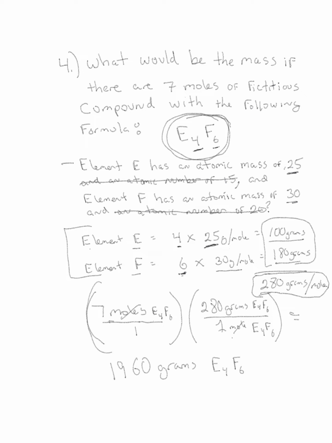So I'm multiplying here, right? This is my moles, times the molar mass, which is 280 grams over 1 mole. My moles are going to cancel out, and I'm going to get 1,960 grams of the compound E4F6. So if I have 7 moles of this compound, it's going to have a mass of 1,960 grams. Okay?